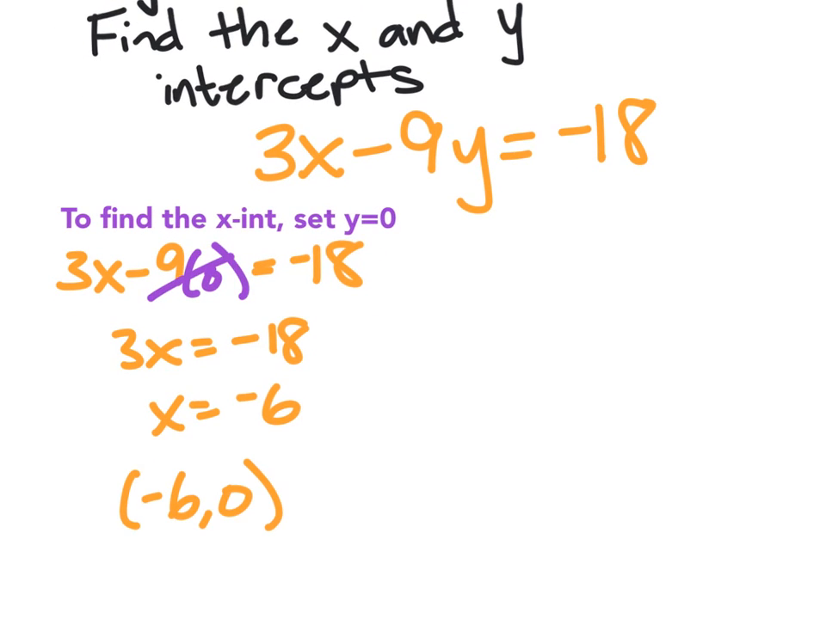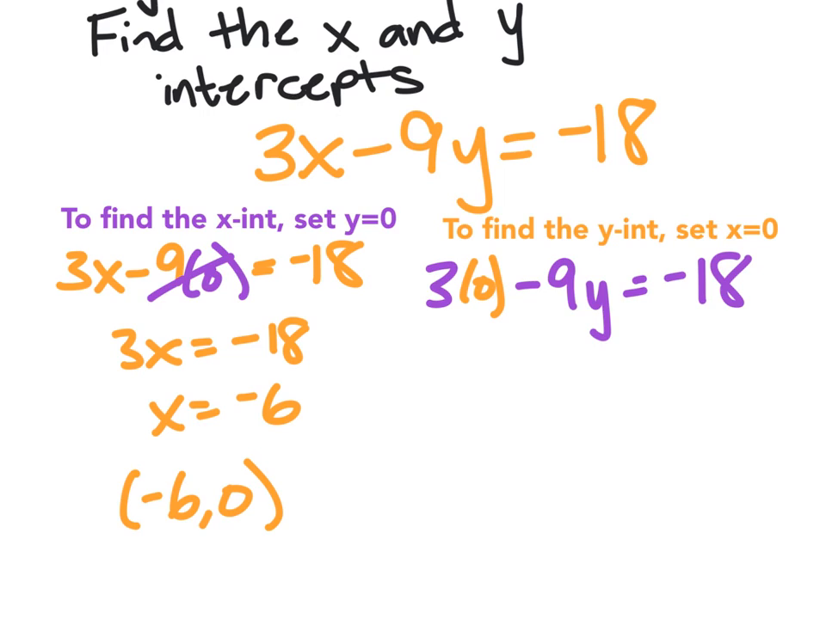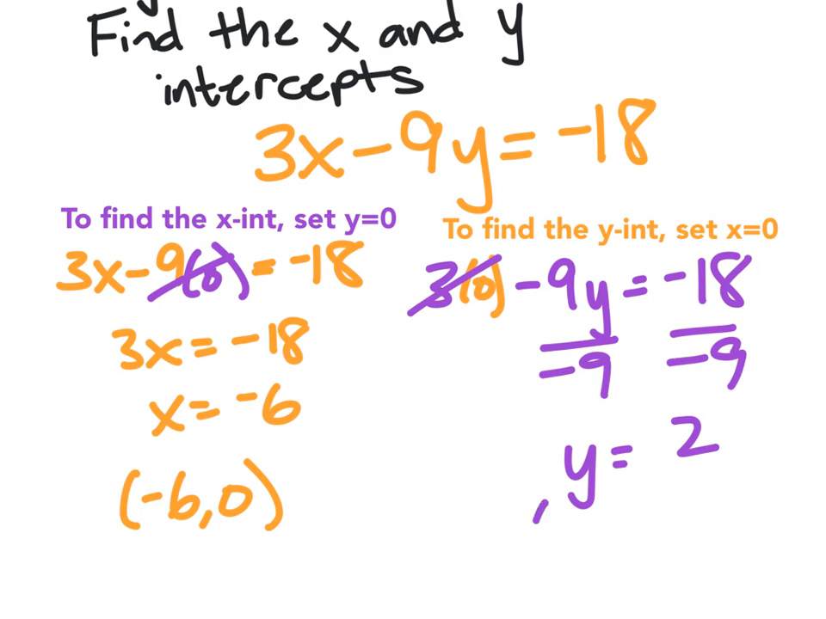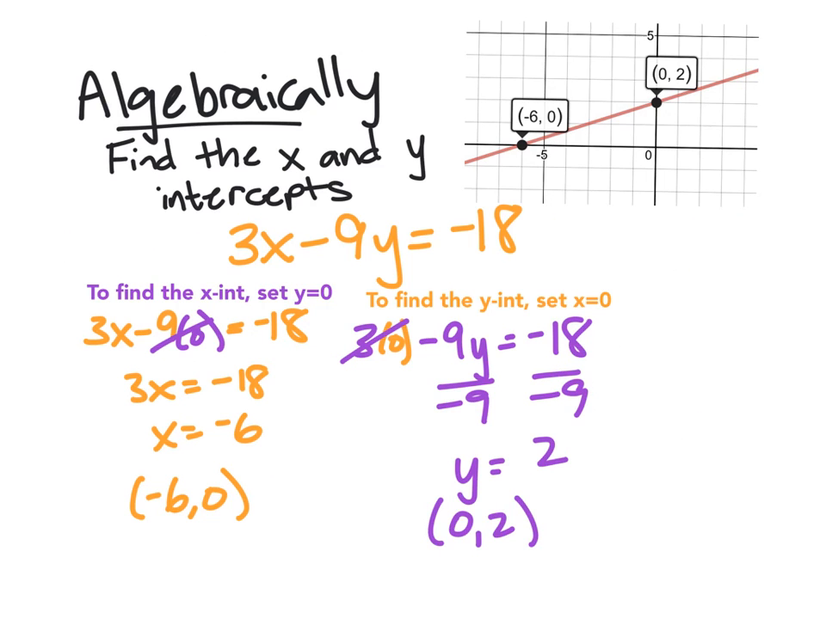So to find the y-intercept, I'll just set x equal to 0. And so 3 times 0 is going away. If -9y equals -18, dividing by -9 on each side gives me y equals 2. So I have a y-intercept of (0, 2). And just for fun, I went ahead and graphed the function, and look, there they are, (-6, 0) and (0, 2).